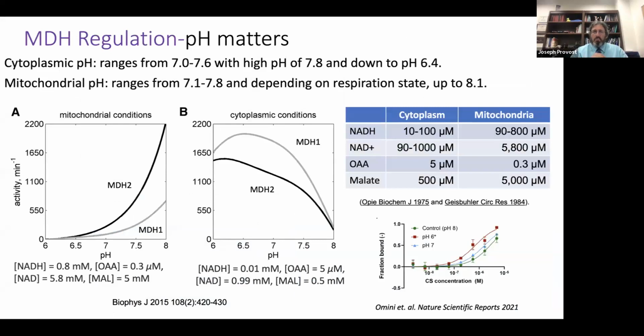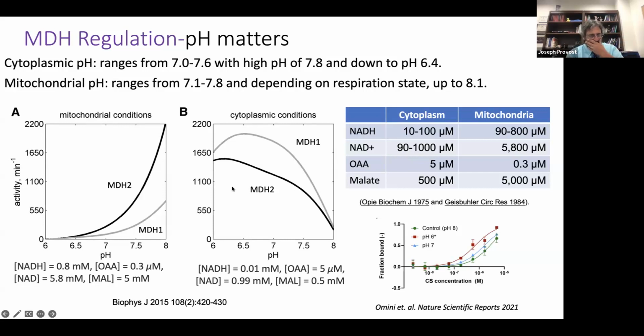pH matters, regulation matters. If you look at the pH of the cytosol and the mitochondria, you see that there are different pHs. So what pH you're measuring these activities at makes a difference, and also putting things in context of the actual physiological concentrations of all these substrates and reactants in the cytoplasm and the mitochondria.